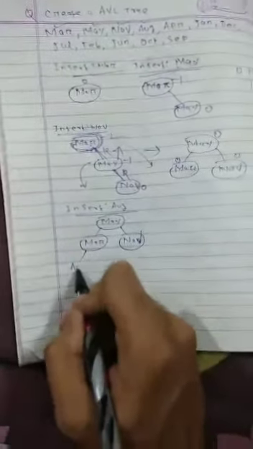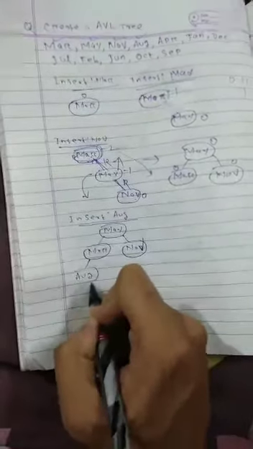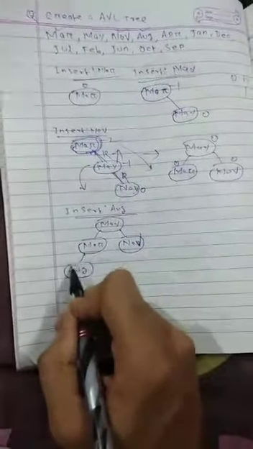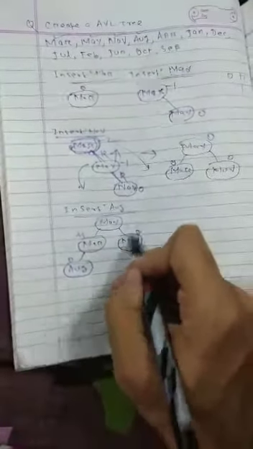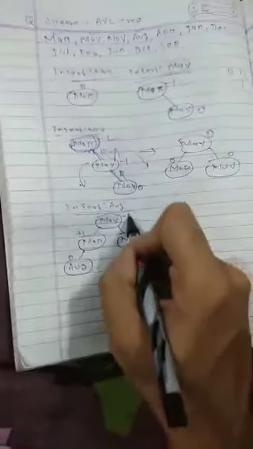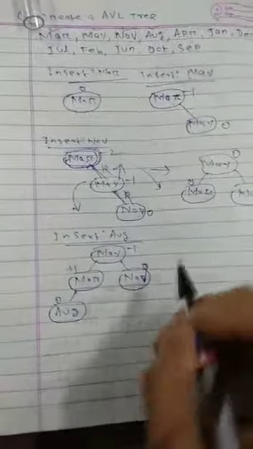According to the BST property, August will be entered here. Then what is the balance factor? This is 0, this is plus 1, this is 0, and 2 minus 1 is plus 1. Then next insert April.